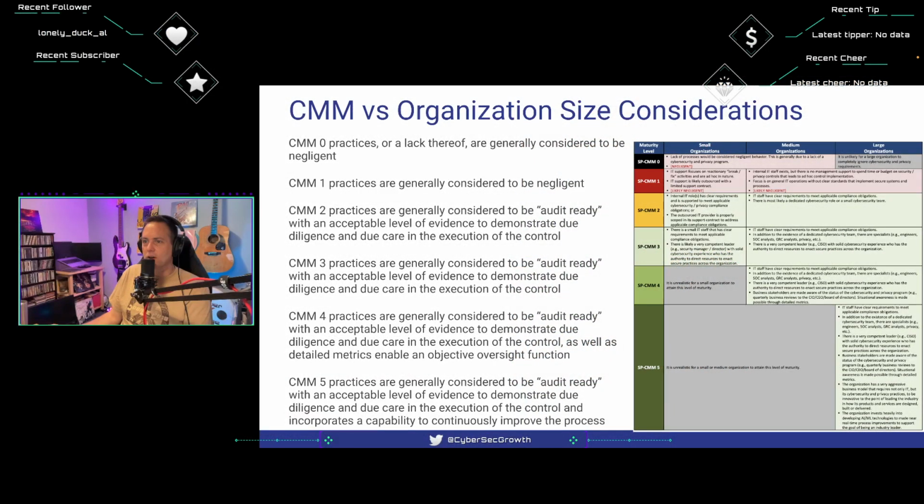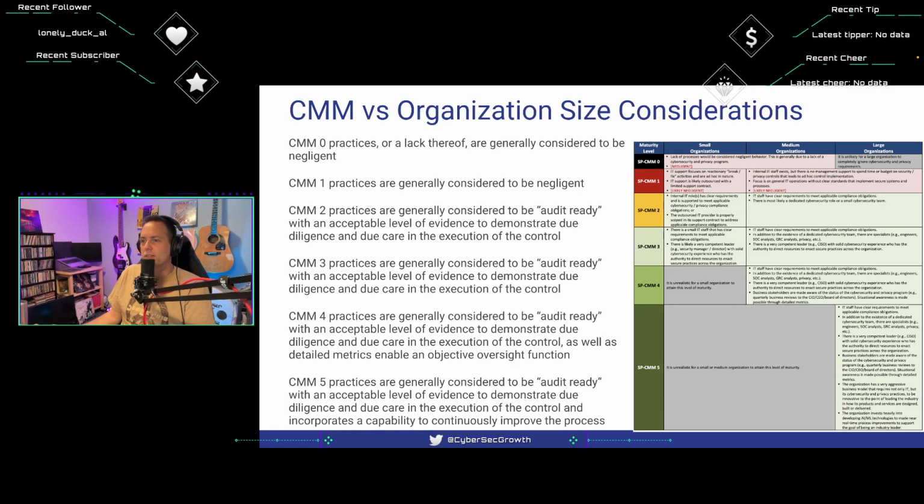CMM2 practices are generally considered to be audit-ready with an acceptable level of evidence to demonstrate due diligence and due care in the execution of the control. CMM2 practices are generally targeted on specific systems, networks, applications, or processes that require the control to be performed for a compliance need like PCI, HIPAA, or some NIST compliance.